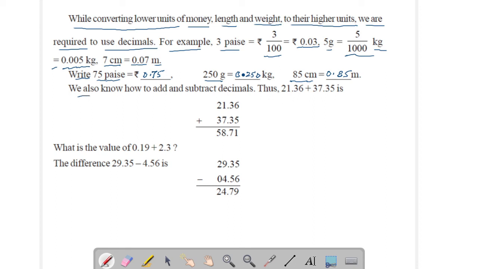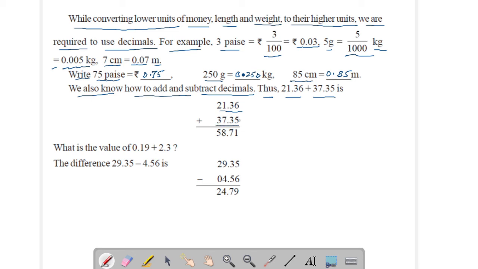Now we also know how to add and subtract decimals. Thus 21.36 plus 37.35 is, here you have to add it. How will you write it? It can be written as 21.36 plus 37.35 and then add it.